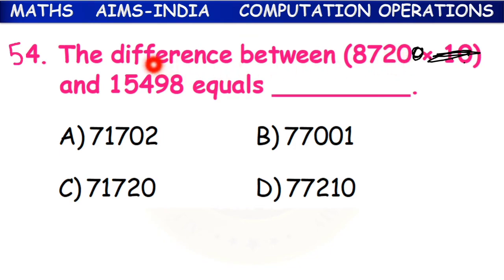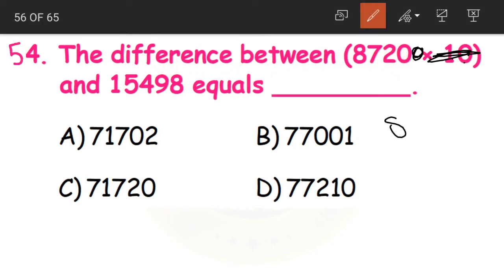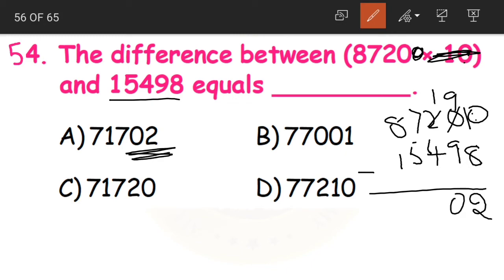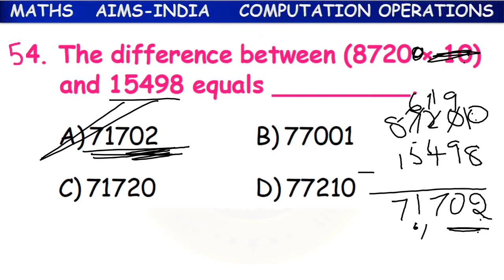Now what should we do? We should find out the difference. 87,200 minus 15,498. Now 0 minus 8 is not possible, so we'll borrow. 10 minus 8 is 2, 9 minus 9 is 0. Again see, option A has 0 2 in the tens and ones place, so option A will be our correct answer. If you want, we can check also. Now again we need to borrow here. 11 minus 4 is 7, 6 minus 5 is 1, 8 minus 1 is 7. 71,702. That is option A, our correct answer.